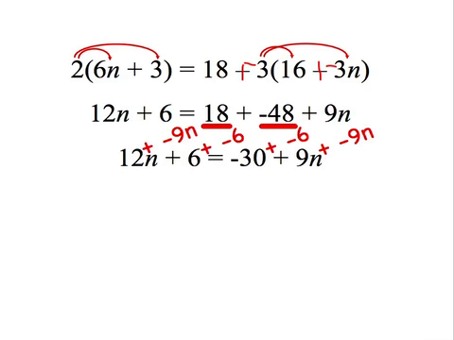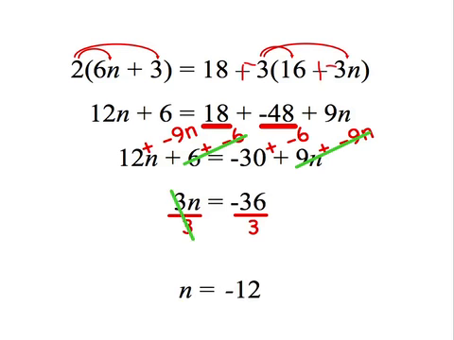So we add both negative 9n and negative 6 to both sides, finding the pairs of opposites, doing the arithmetic, and then dividing both sides by 3, and our solution is n is equal to negative 12.